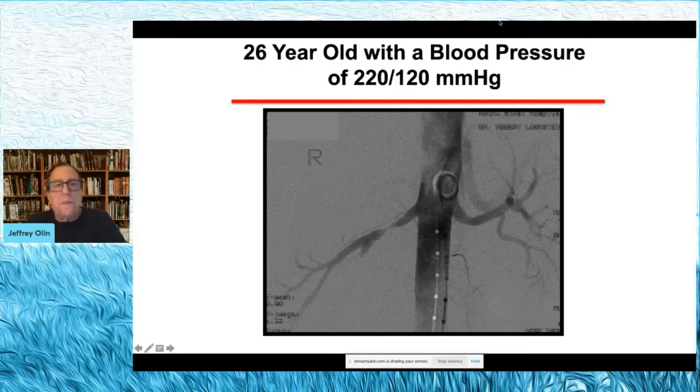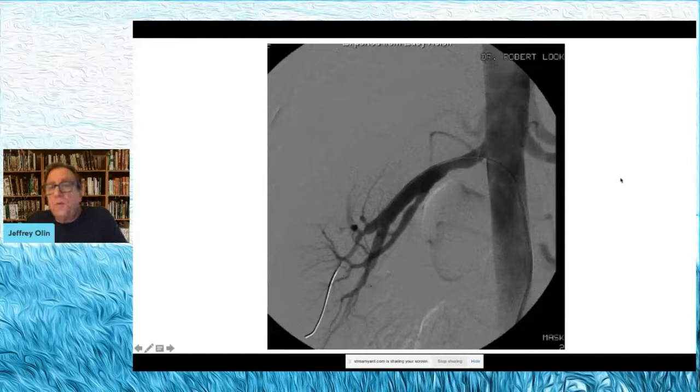I like to show this picture because it shows the value of early diagnosis. Everyone can see a narrowing of the artery here. She had 6 months of hypertension, and we did a balloon angioplasty, and it opened up quite well. Now, if you look at this artery, it looks normal.